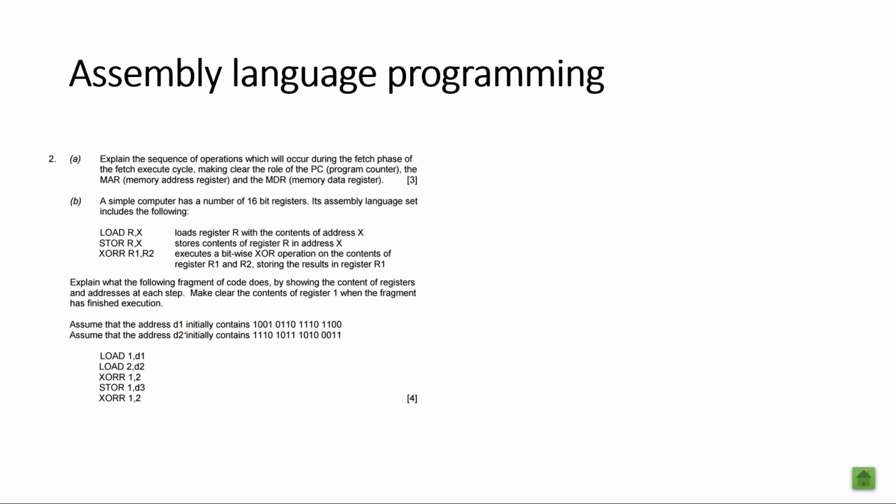So we've got the original values, and the first thing I'm going to do is say what's happening to register 1. So load register 1. I'll put a 1 there for register 1. Then we've got to load it with the contents of address X. So what's D1? D1 is 1 0 0 1 0 1 1 0 1.